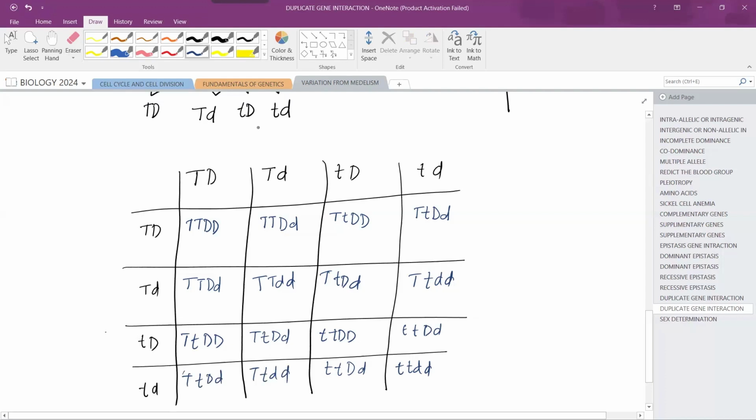So this one makes what type of fruit? First, triangular, triangular. And this one, triangle, this one, triangle as well, this one, triangle. Okay.